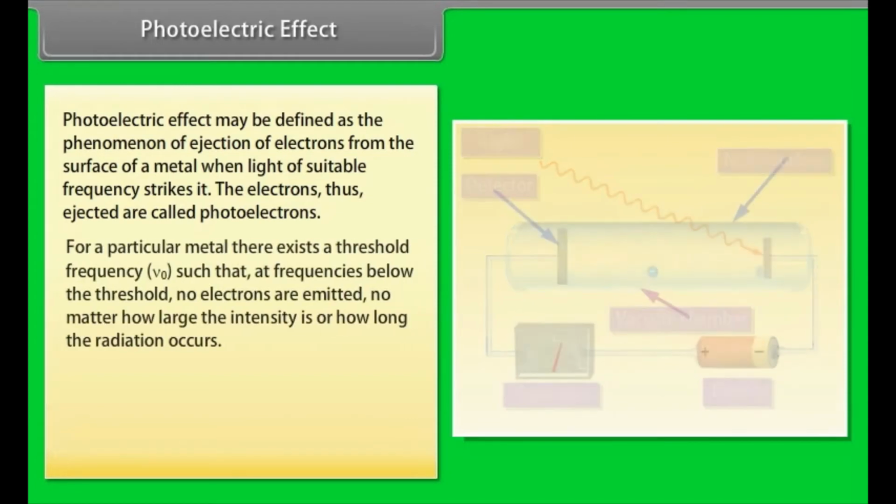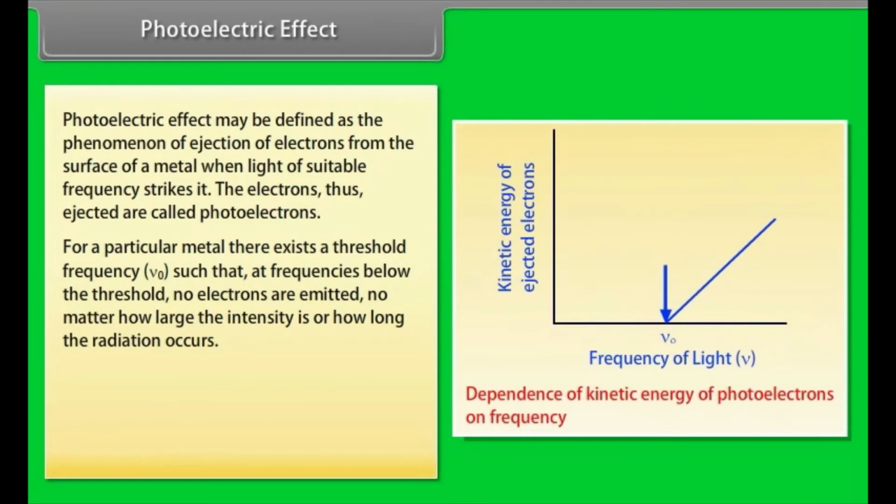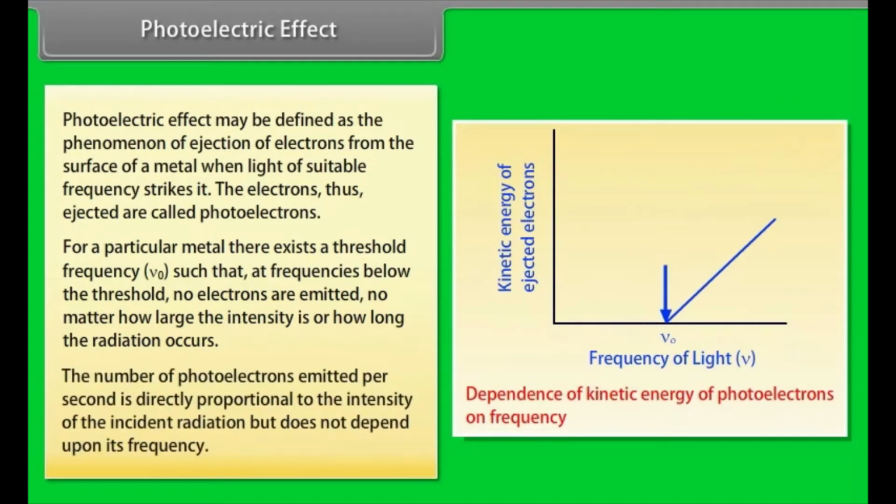For a particular metal, there exists a threshold frequency such that at frequencies below the threshold, no electrons are emitted, no matter how large the intensity is or how long the radiation occurs. The number of photoelectrons emitted per second is directly proportional to the intensity of the incident radiation but does not depend upon its frequency.